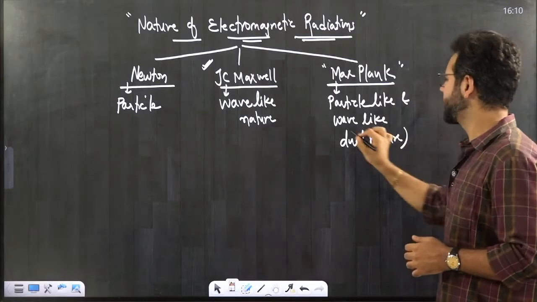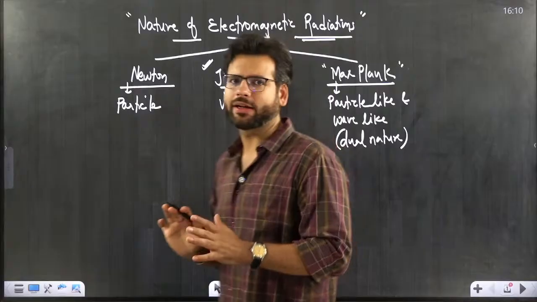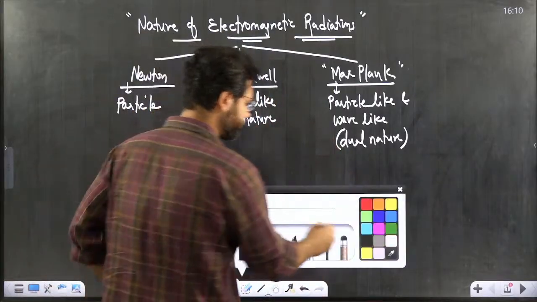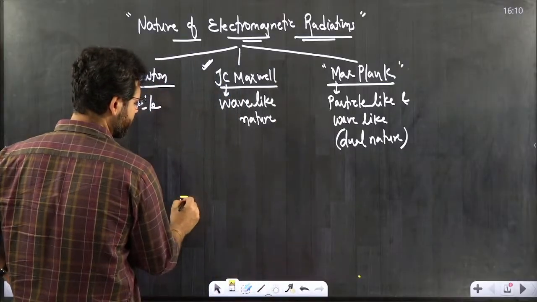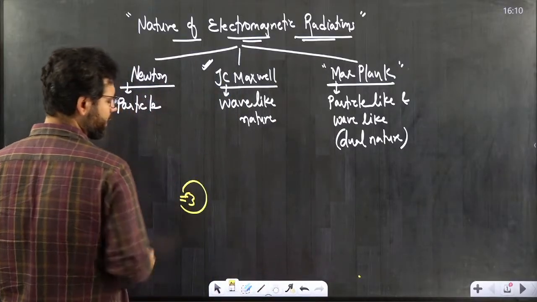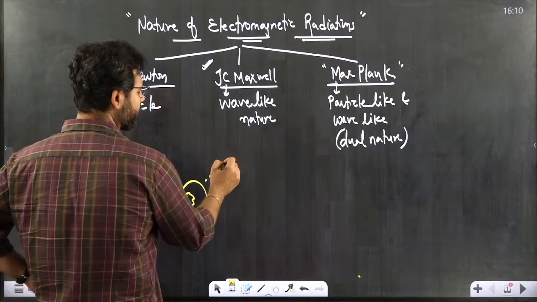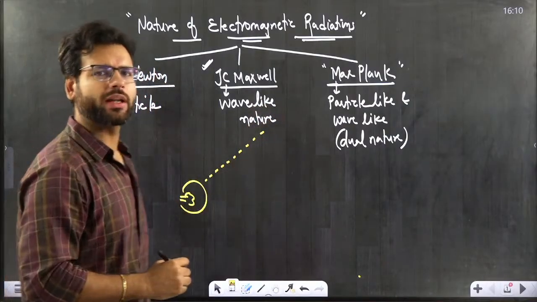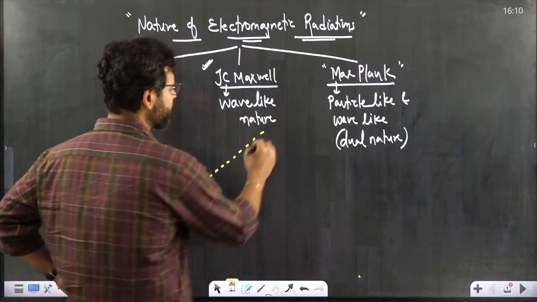And this is the latest theory about light that we know, that light has a dual nature. In a nutshell, if this is the source providing you light, let's say it's a bulb, Newton thought that light travels in the form of packets like this. He had no idea about the wave. So this is what Newton was thinking.